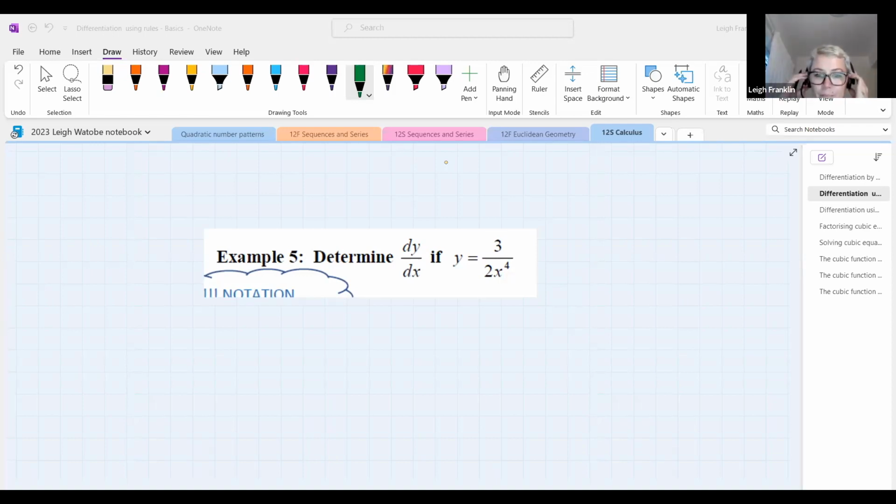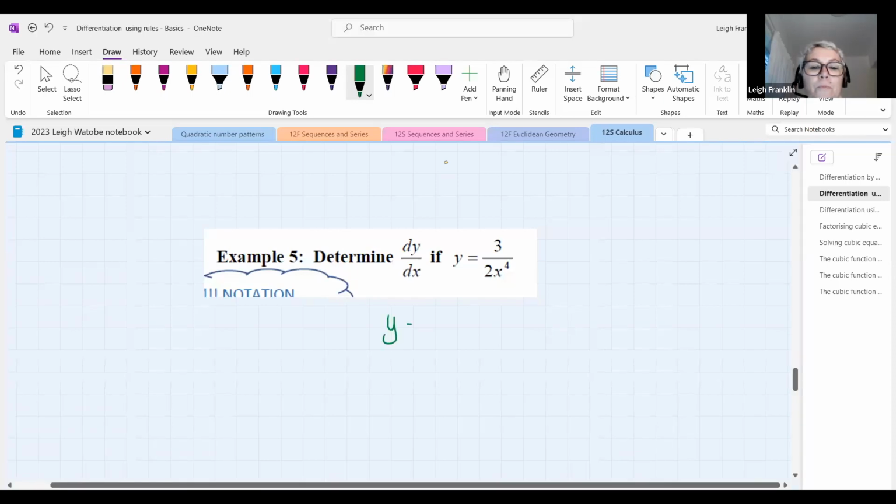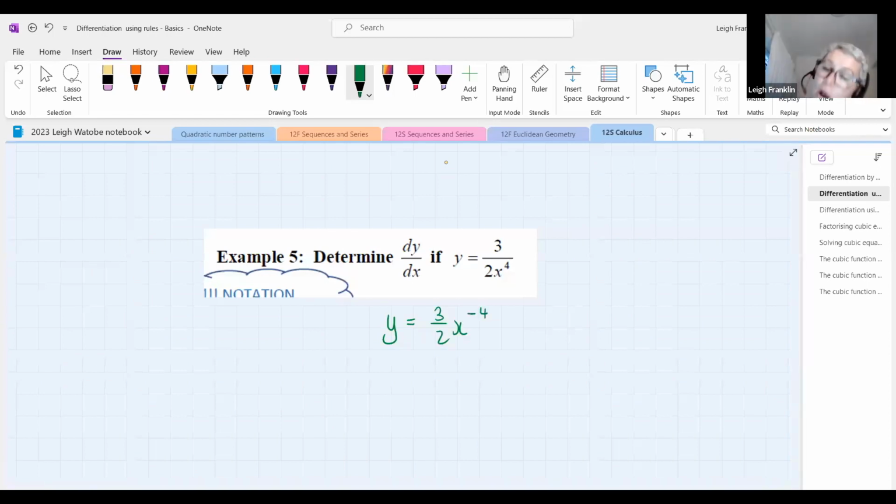Ma'am, I would write the derivative of y or dy over dx. Okay, before you can do that, William, you've got to do something else. You can't write dy over dx just yet. Do you put 3 over 2 times x to the power of -4? That's it. Well done, William. Now you're going to write dy over dx because you're applying your power rule.